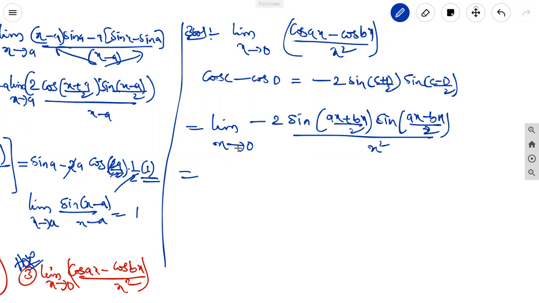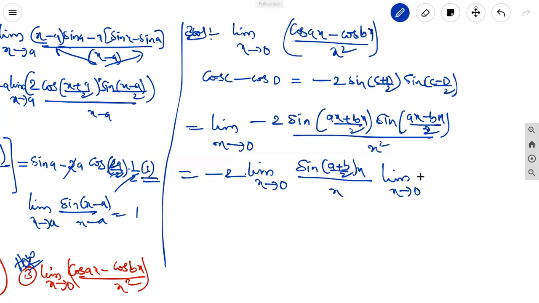Right, outside this minus 2, limit x tends to 0, sine of (a plus b) by 2 into x by x. Write separately, limit x tends to 0, sine of (a minus b) by 2 into x by x. x square can be written as x into x. Next, here what we want is the x coefficient, so we can multiply and divide by (a minus b) by 2. Here also, (a plus b) by 2, here (a plus b) by 2.